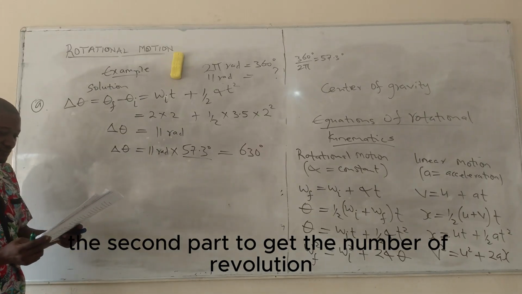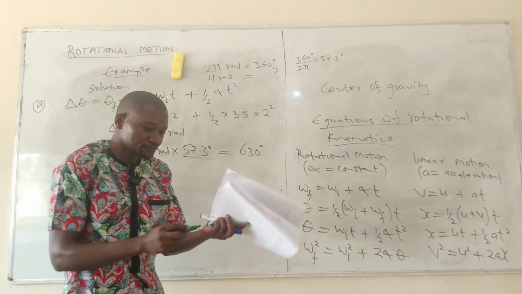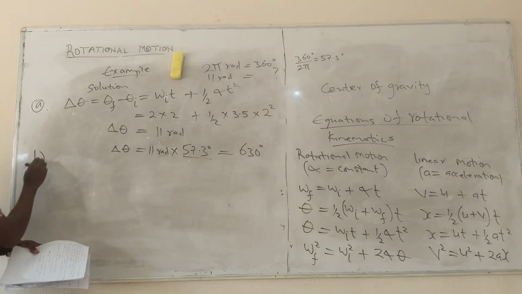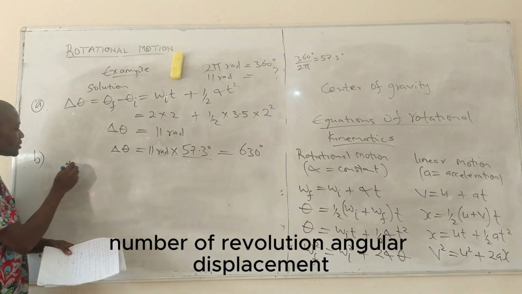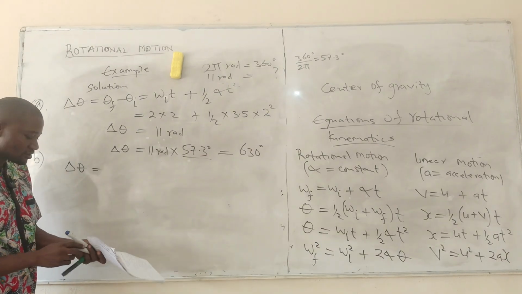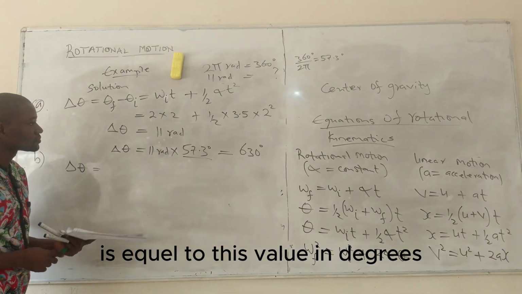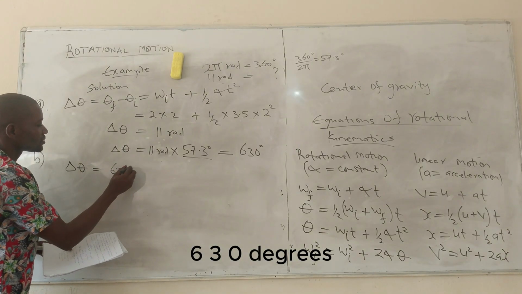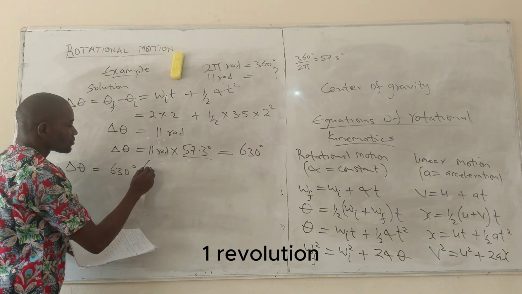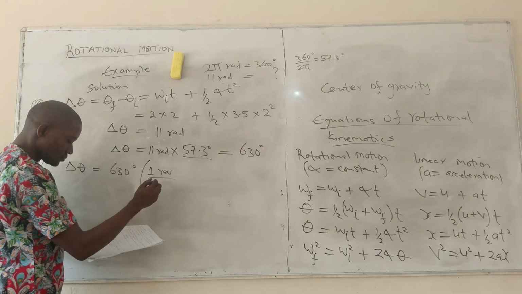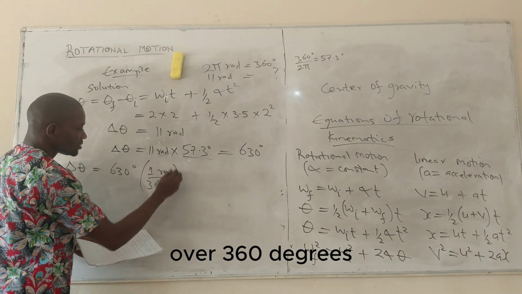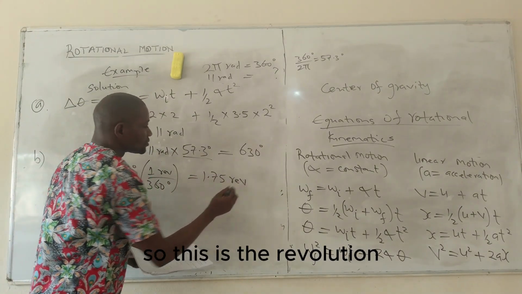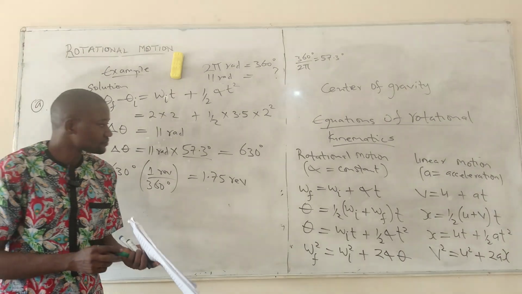The second part, to get the number of revolutions, we use the angular displacement, which is equal to this value in degrees, 630 degrees, times 1 revolution over 360 degrees. So this is the number of revolutions.